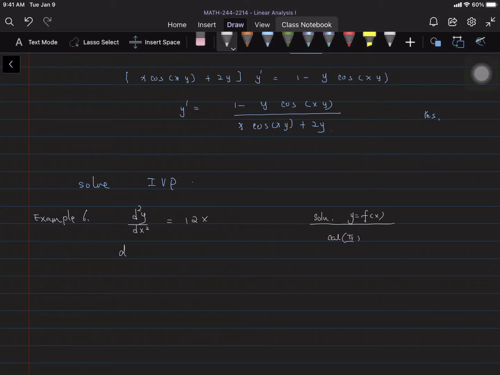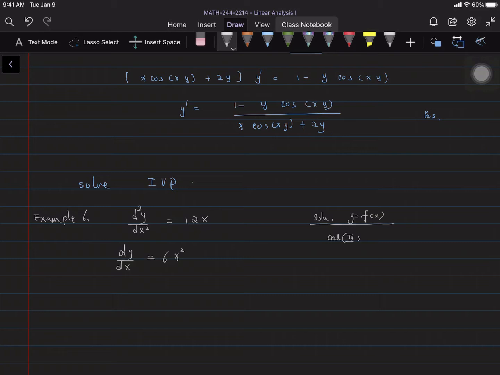So let's see, firstly, we integrate both sides of the equation, and the left side becomes dy/dx, the first derivative. The integral of the second derivative is just the first derivative, right? Derivative and integral are opposite procedures. So we do integration. Integral of 12x. So don't do derivative, do integral. So it should be x squared here, and the coefficient should be 6x squared.